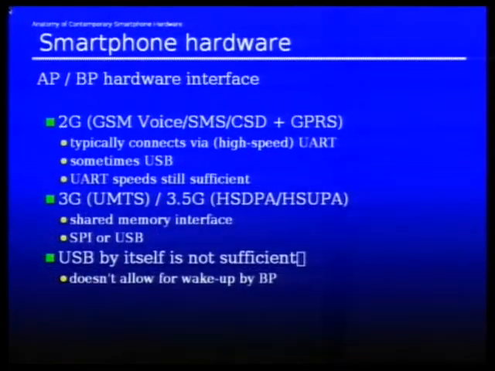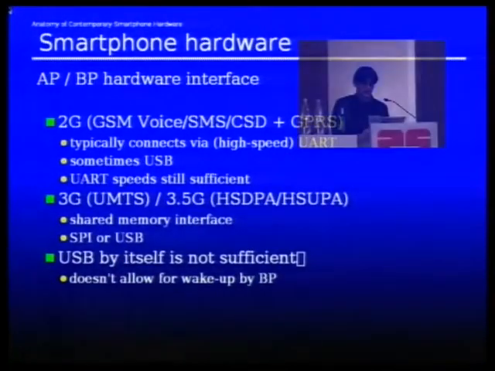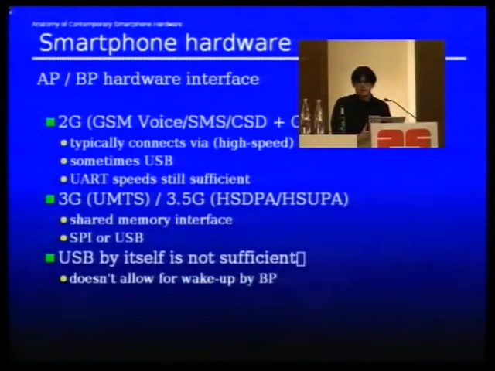So in more demanding communication networks like UMTS and HSDPA, HSUPA, the UART is just not fast enough anymore. We have data rates of up to 7.2 megabits coming in. You don't want to squeeze them over, I don't know, a UART or whatever. So the interface that we happen to see here in many systems is a shared memory interface. Mostly implemented as dual-ported RAM. So you have a particular RAM that has two ports, one to the application processor, one to the baseband processor, and then you communicate over this shared memory region.